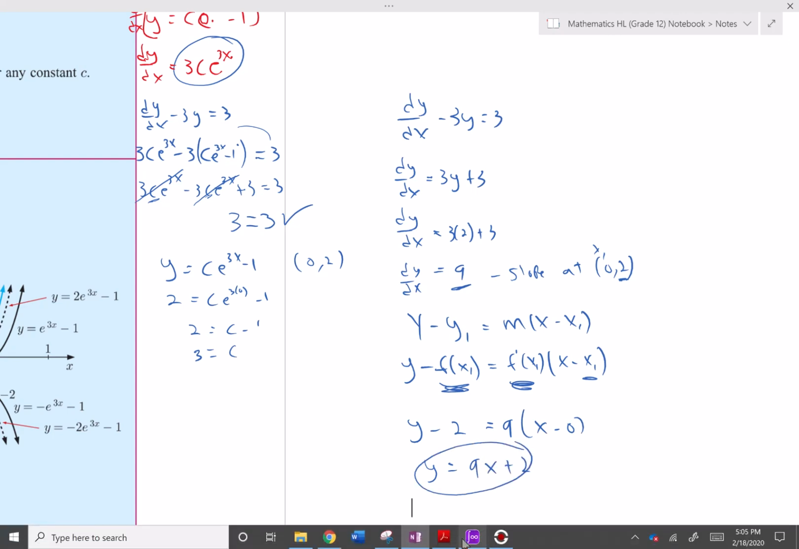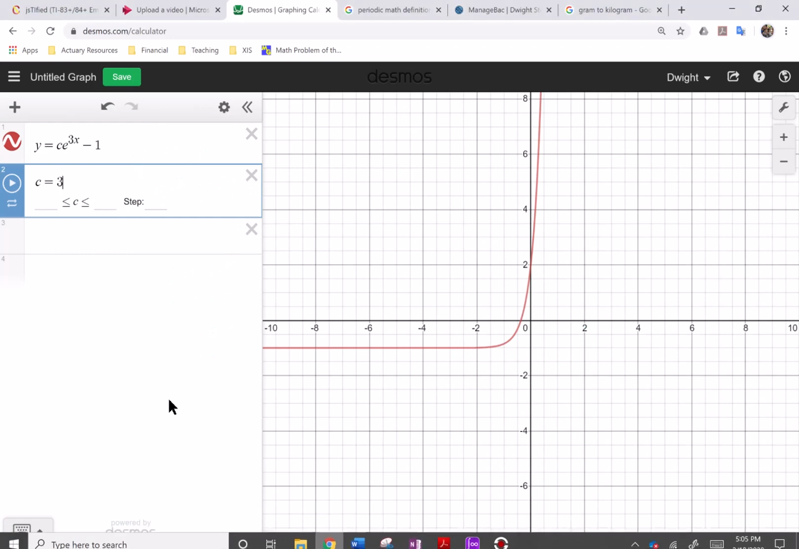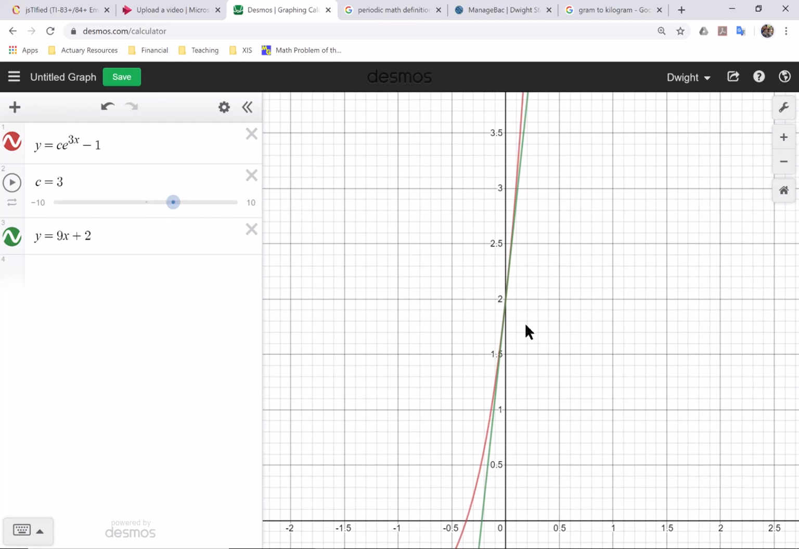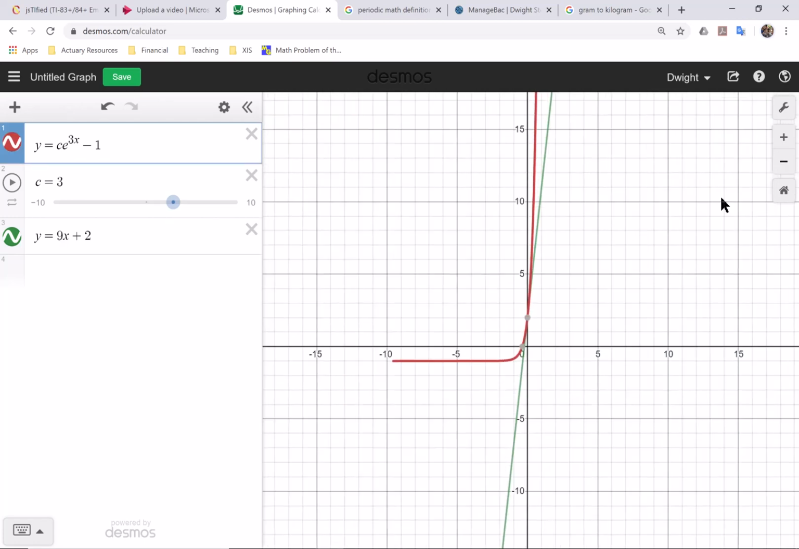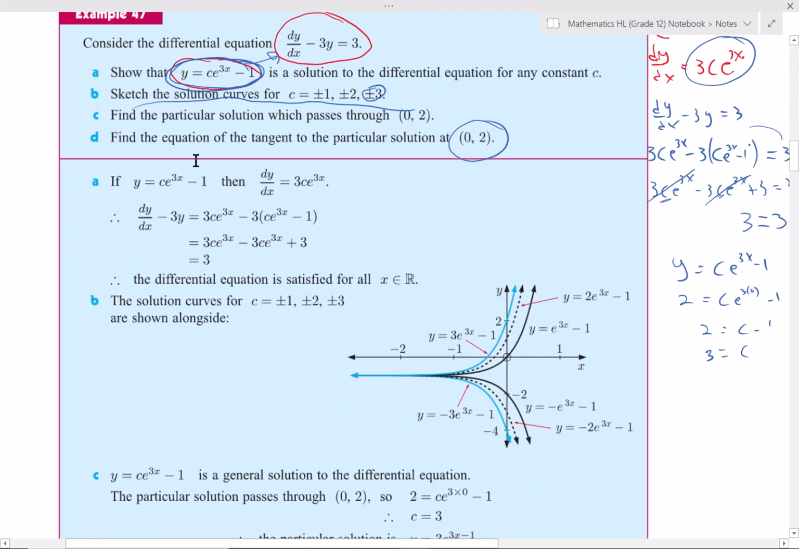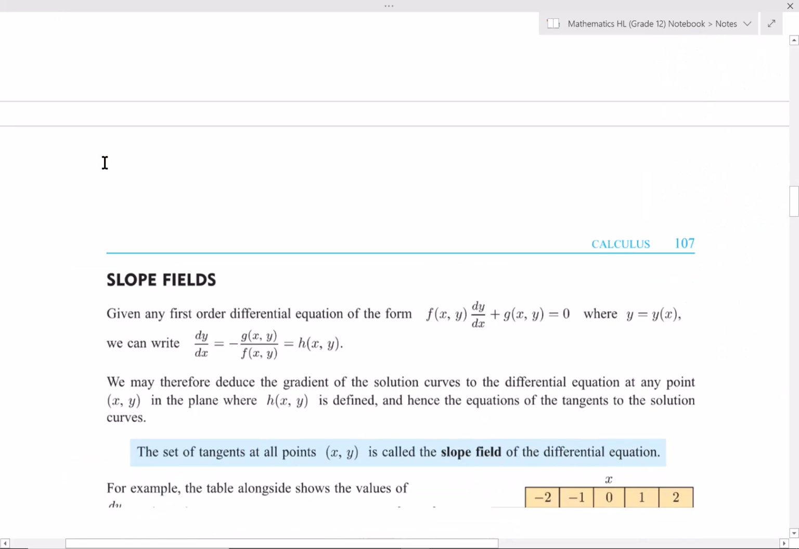And we can check, is that actually tangent to this curve? We go to Desmos and we say y equals 9x plus 2. And you can see at 0, 2, this line is tangent, right? It just barely touches and goes on, but it is tangent at 0, 2, right? So we did that correctly. All right, so that's all this example is showing you, like remembering some of these things, because we've done C and D a lot in the past.